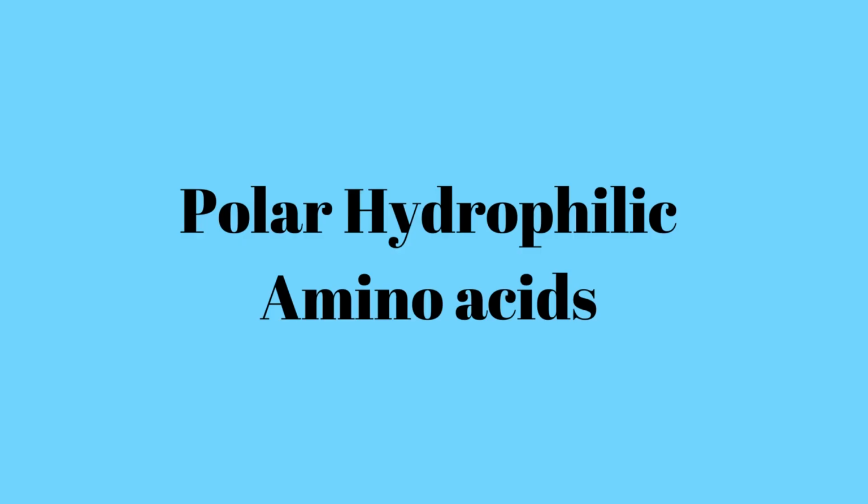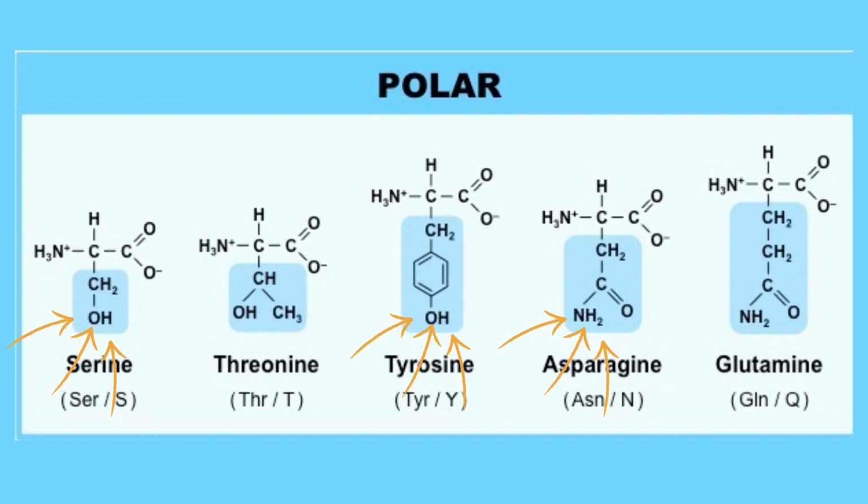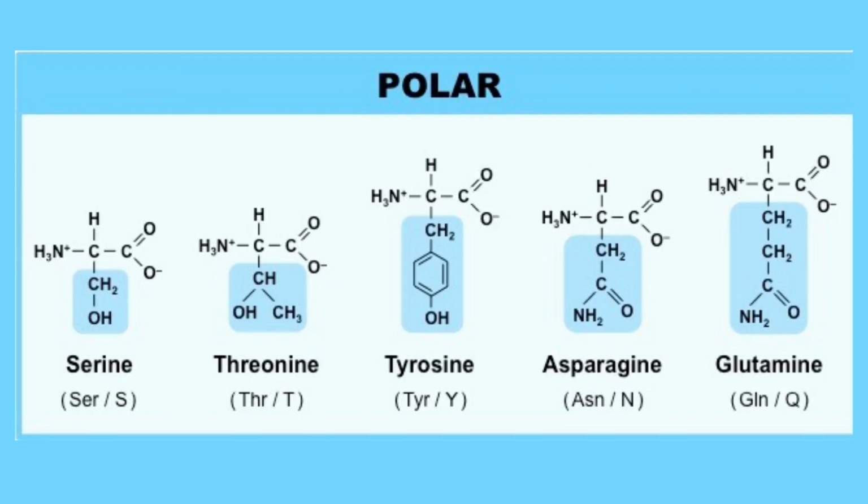Polar hydrophilic. These amino acids are water-loving because of electronegativity differences between atoms in the side chains, like oxygen or nitrogen. Their presence causes a polypeptide chain to twist toward water, while a hydrophobic chain causes a twist away from water. The polar hydrophilic amino acids are serine, threonine, asparagine, tyrosine, and glutamine.